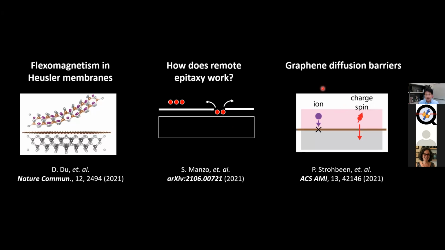And then finally, I'll give you an outlook and some preliminary data on this idea of using graphene as a properties-selective diffusion barrier, where we're going to quantify exactly how well graphene performs as a diffusion barrier and give some insight on the prospects for charge and spin transport across the interface.